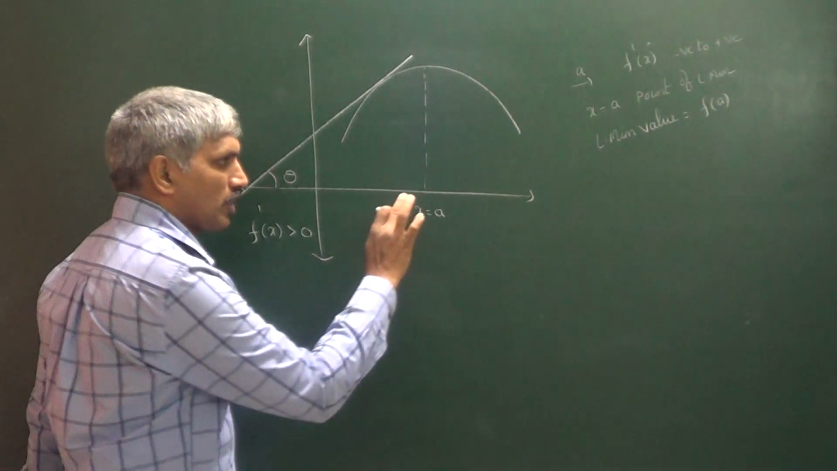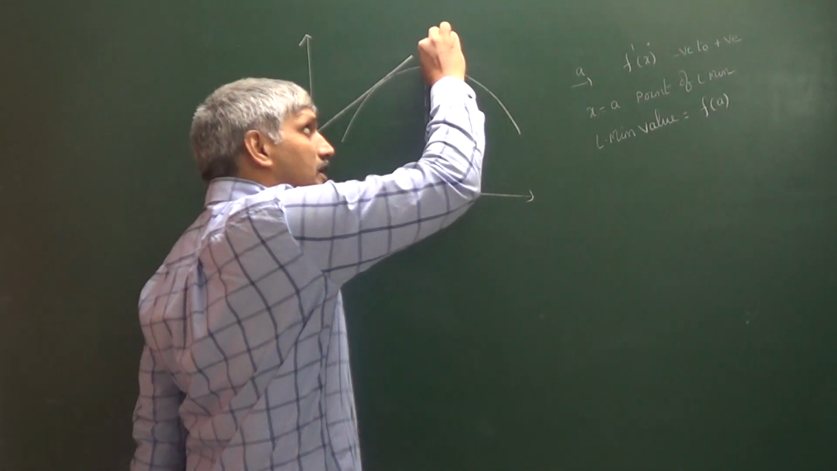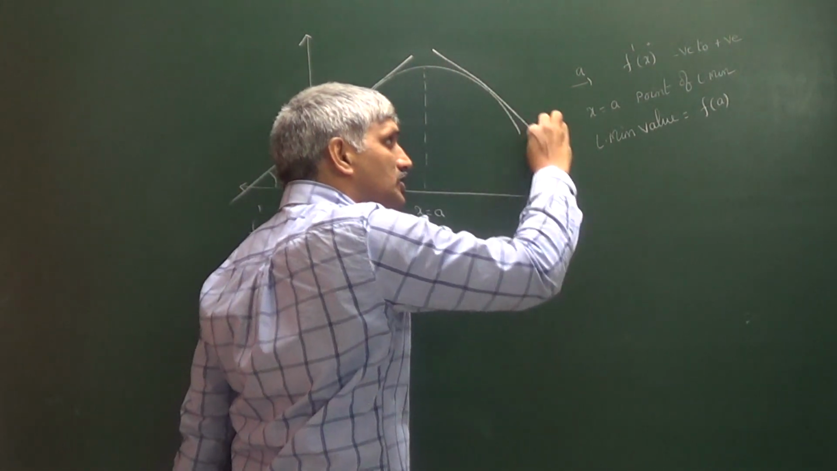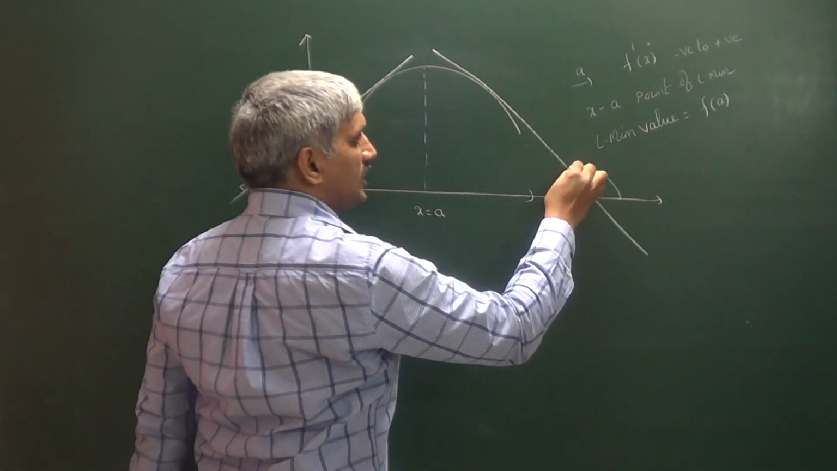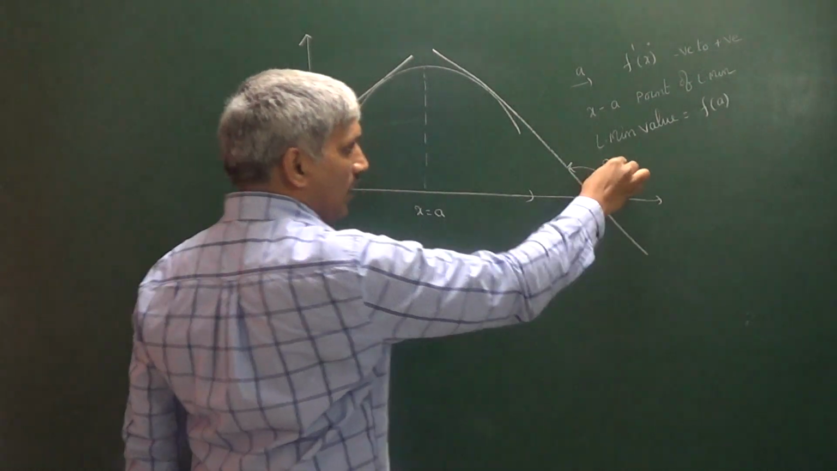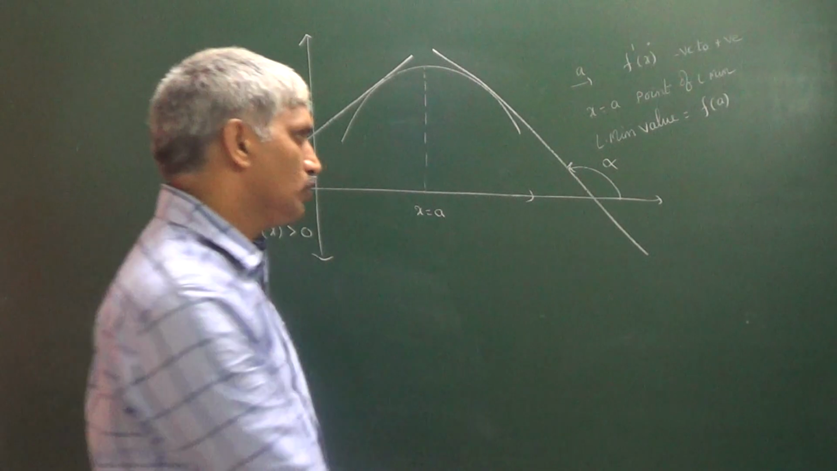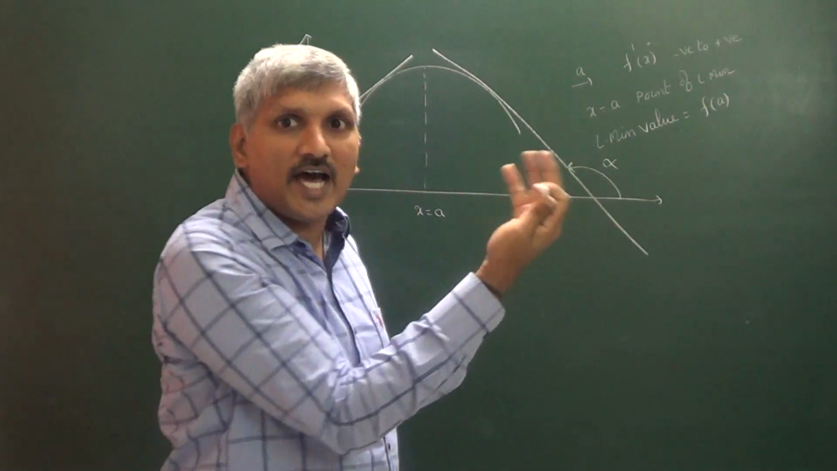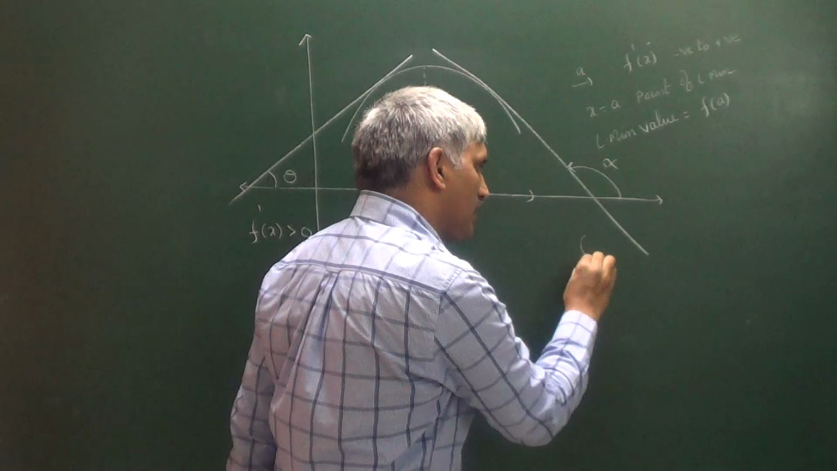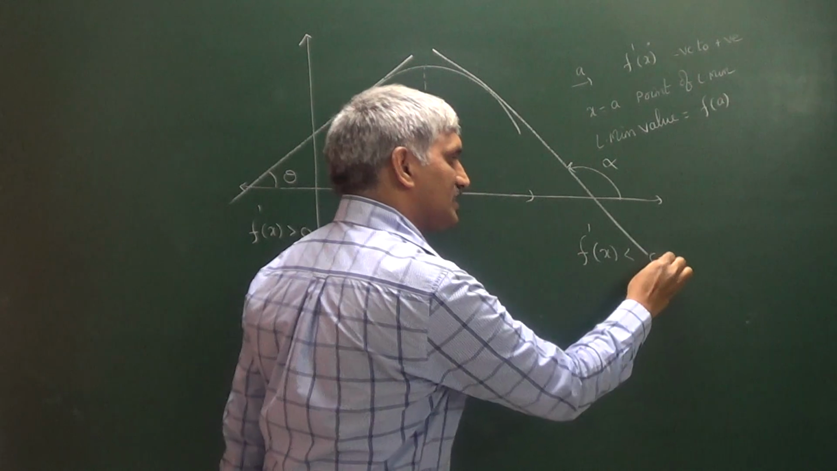Next, observe the right side of a. To the right side of a, anywhere draw a tangent to the curve. This is the tangent drawn to the curve to the right side of a. Now the tangent makes an angle alpha. No doubt alpha is an obtuse angle, which means tan alpha is negative. Tan alpha is nothing but the slope. That means f dash of x is less than 0.